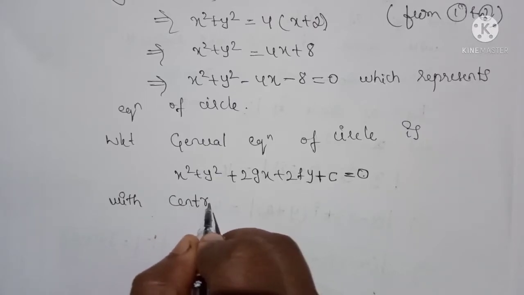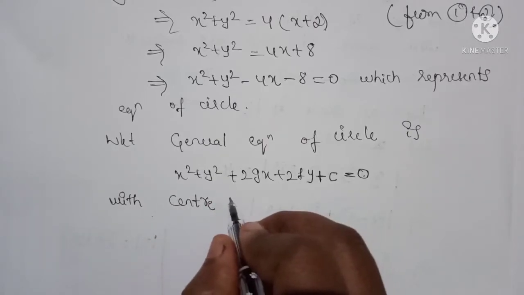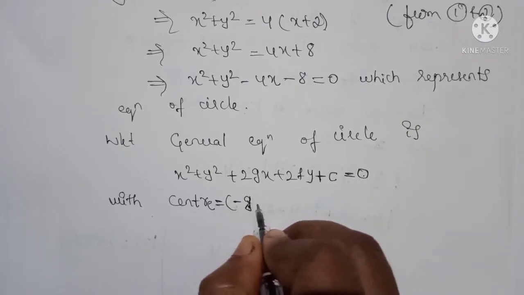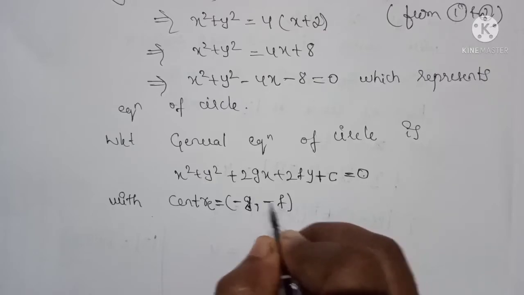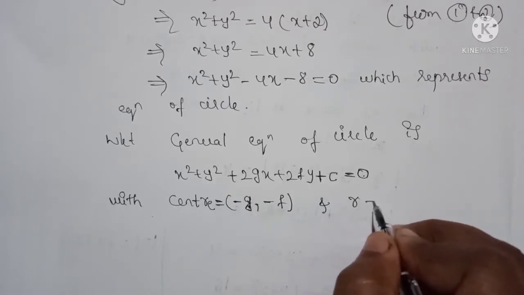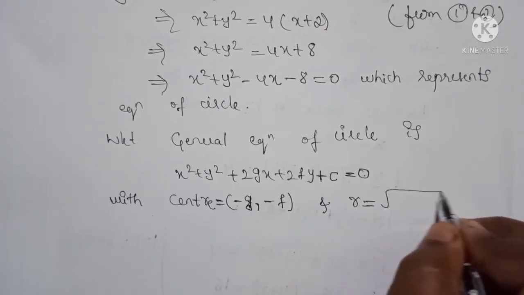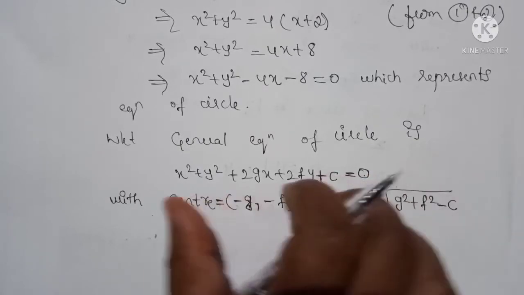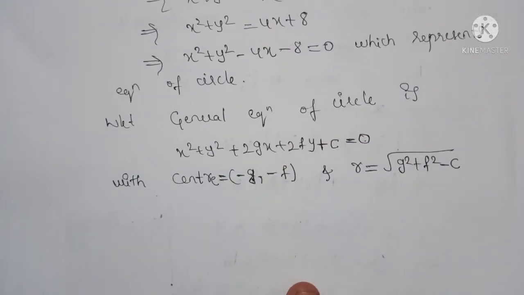So you must know all the formulas. The center is (-g, -f), and the radius is equal to the square root of g square plus f square minus c. So this is the general equation of a circle.